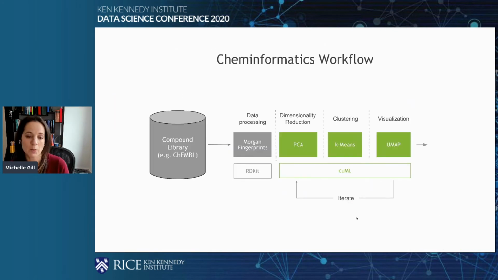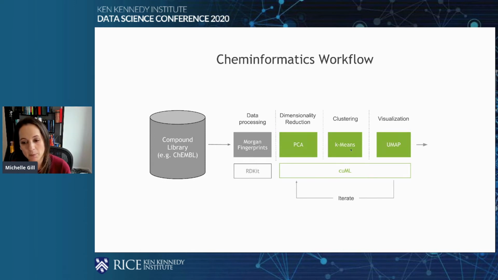So let's take a look at the workflow that we'll be covering today in the demo for the Cheminformatics project. We start with a compound library, and we're using a publicly available library known as ChEMBL. There are approximately 1.9 million compounds in ChEMBL. And the data processing, as we just discussed, is used to create Morgan fingerprints. And this uses an open source library called Python. And then after the fingerprints are created, we then move the data onto the GPU.